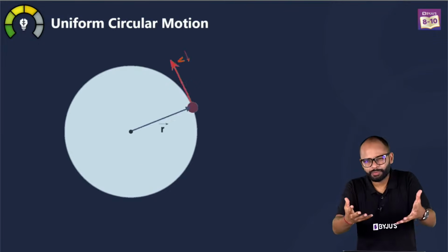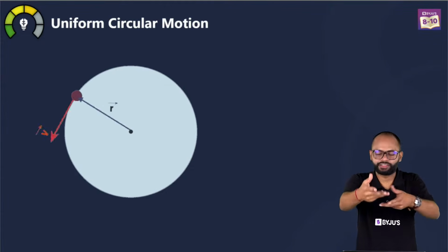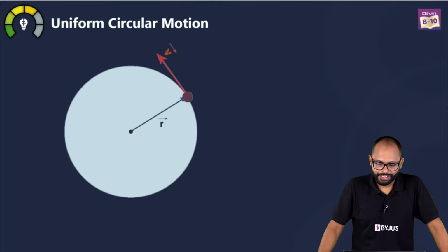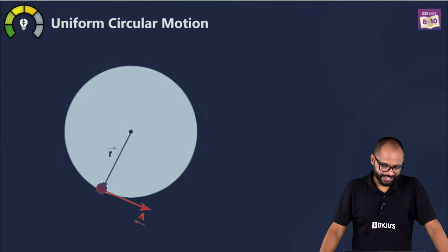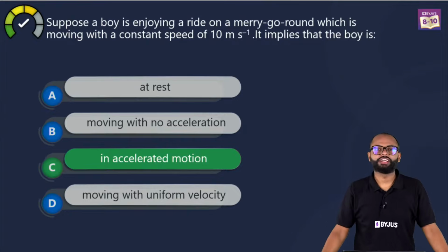We call it centripetal. Don't worry if you don't know this. It's not in your syllabus right now. I'm just telling you something extra. It's okay. So that's why the correct answer is option C, accelerated motion.